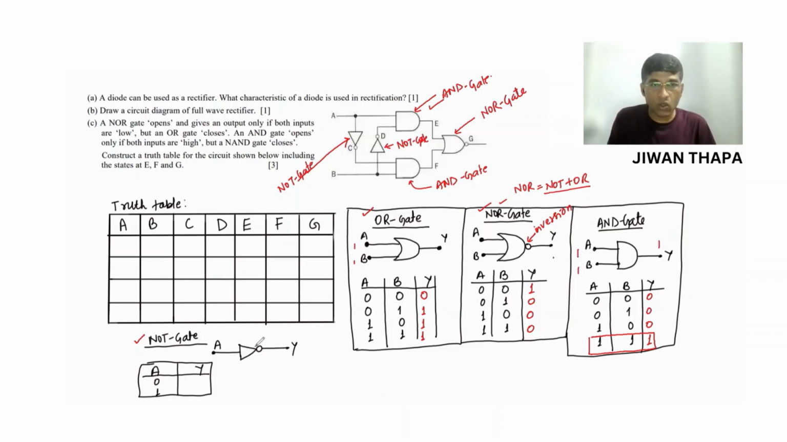Now for this NOT: if A is low, then the output is high, that is 1. And if A is high, that is 1, then we get output low. So with this idea, we are going to construct the truth table for this given circuit. So I'm erasing this.